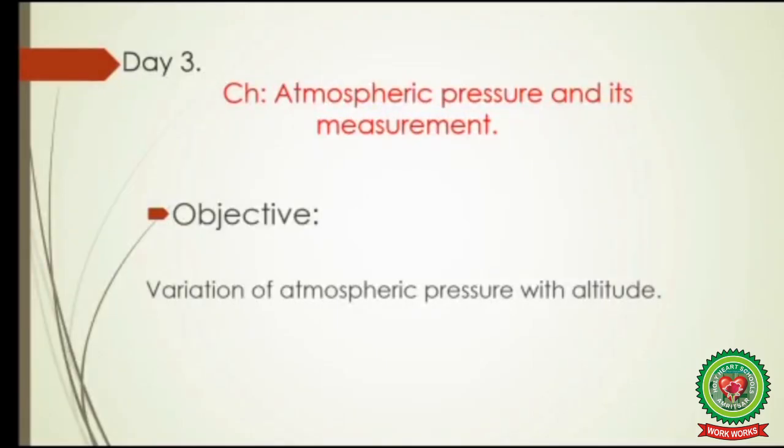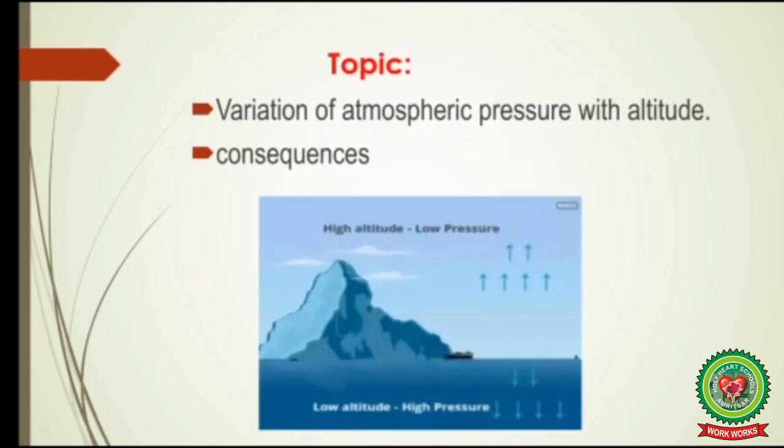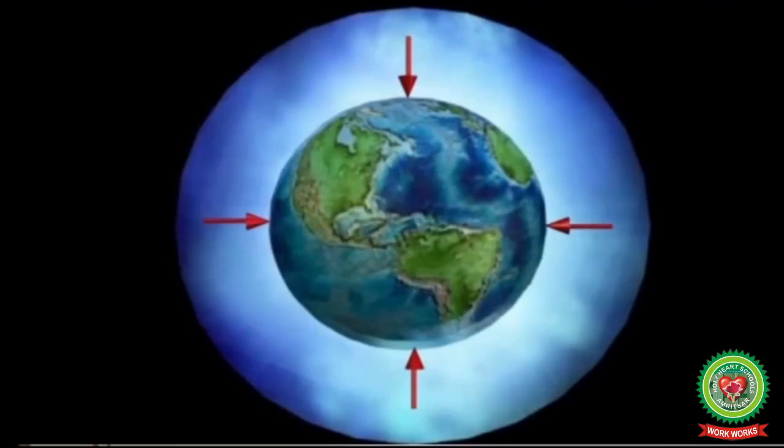Hello students, this is day 3 of the chapter Atmospheric Pressure and its Measurement. And today's objective is variation of atmospheric pressure with altitude. And the topics we are going to discuss today are first, variation of atmospheric pressure with altitude, and second, its consequences. First of all, as you already know, what is the meaning of atmospheric pressure?